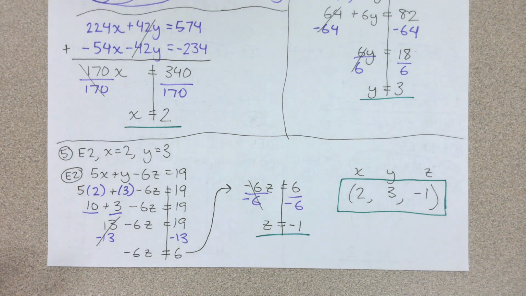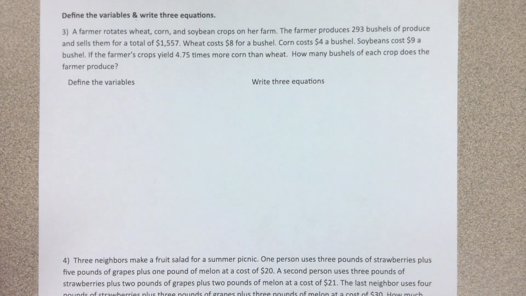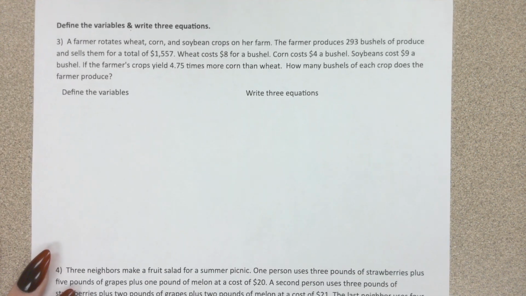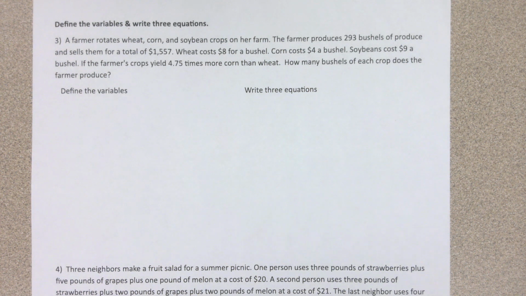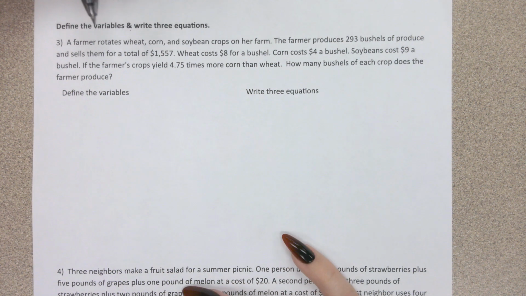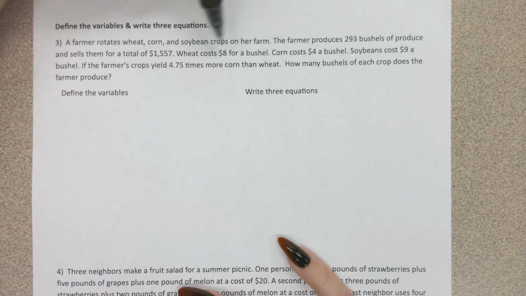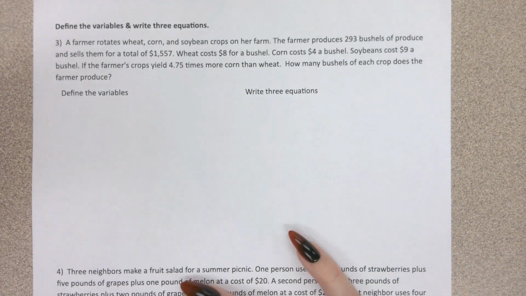That's 2 problems. Let's do the word problems real quick. So here we have 2 word problems, number 3 and number 4. And they are of different types, so we'll go over that as we go. Number 3. A farmer rotates wheat, corn, and soybean crops on her farm. This is just a sentence to tell me what this problem is about, but it doesn't really offer much information.